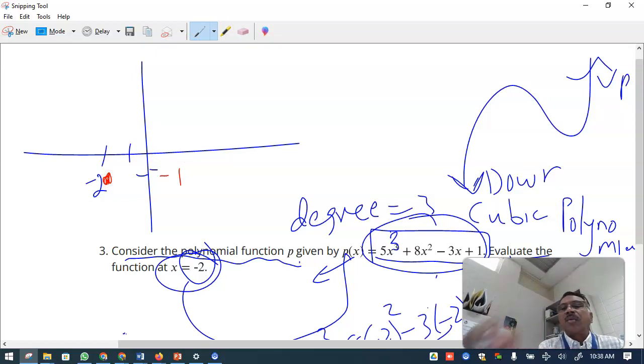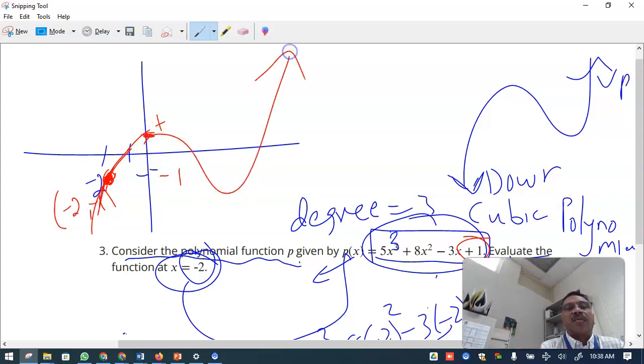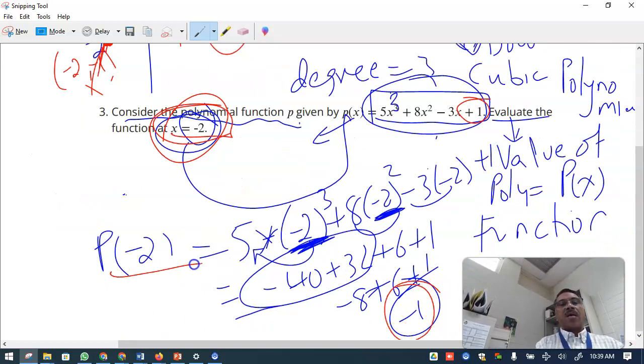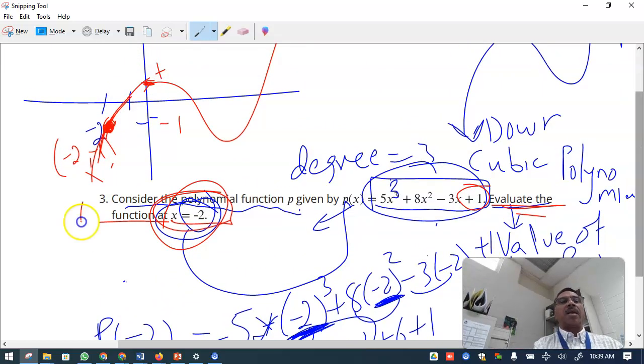So the graph goes through this point, which is minus 2, minus 1. That's the point. I don't know exactly how the graph goes, you can see this as a plus 1, which means it goes through plus 1 also, and maybe something going this way. We have to figure out exactly how. But it only means that when the input is minus 2, the output is minus 1. That's all the meaning of evaluating the function. So you want to know what that point is on the graph of the function.